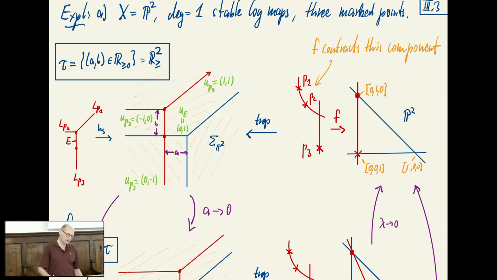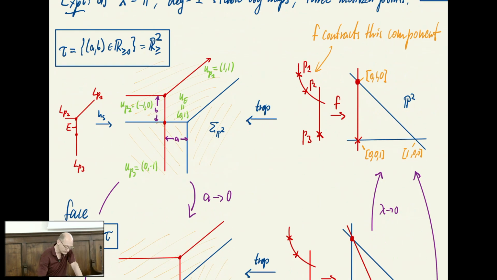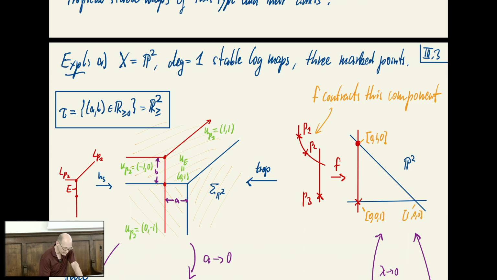And then I have to give you the contact orders. The contact orders are vectors in these cones, and I fix them to be 1, 1, minus 1, 0, and 0, minus 1. I also have this contact order of an edge. Well, depending on how you orient it, I oriented it like this, then the contact order would actually be 0, 1.